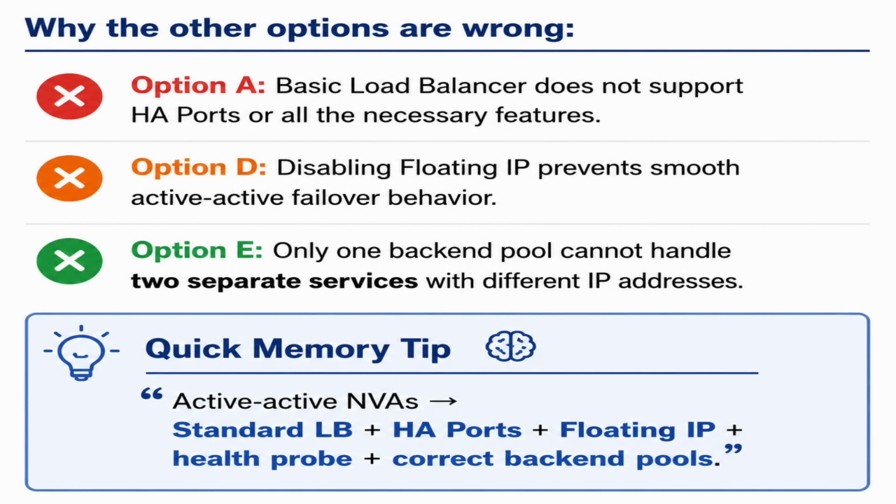Why the other options are wrong? Option A. Basic load balancer does not support HA ports or all the necessary features. Option D. Disabling floating IP prevents smooth active-active failover behavior. Option E. Only one back-end pool cannot handle 2 separate services with different IP addresses. Quick memory tip. Active-active NVAs, standard LB plus HA ports plus floating IP plus health probe plus correct back-end pools.